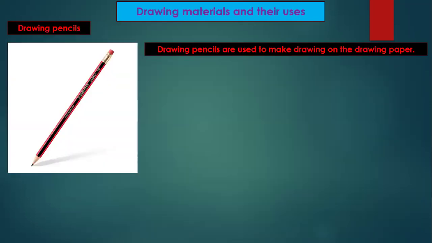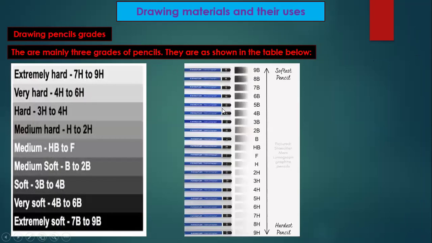Now let's move on to drawing pencils. Drawing pencils are used to make drawings on the drawing paper. So we have this, a drawing pencil. Then let's look at the various grades of drawing pencils. Now, drawing pencils are graded into 3. We have a soft pencil, which is designated with B, we have hard pencil designated with H, and we have HB to F, which are medium grade.